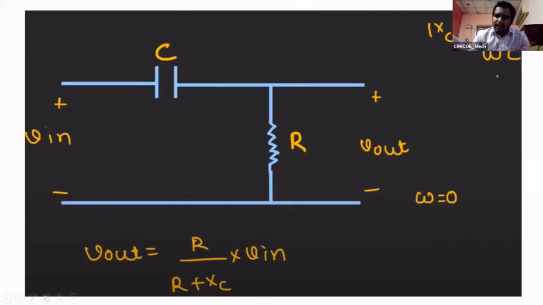Here omega is 0, meaning lower frequency. The value of XC is infinity. If the value of XC is infinity, anything divided by infinity is nothing but 0. 1 by infinity is 0, R by infinity is 0. Then V out will be 0. So for lower frequencies the output voltage is low. Only for higher frequencies do we get output voltage from this equation. This is the principle for high pass filters.